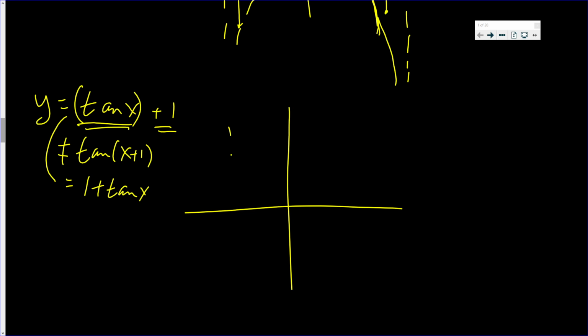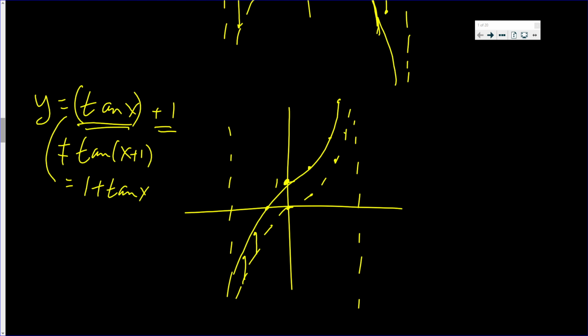So, if this here is tangent x, well, every point goes up 1. This point here is now here. This point here is now here. This point is now here. This point is here. This point went up 1. This point went up 1. This point went up 1. And the graph suddenly looks like this.